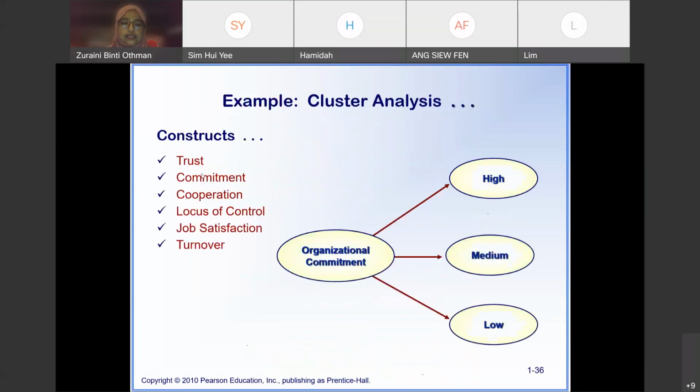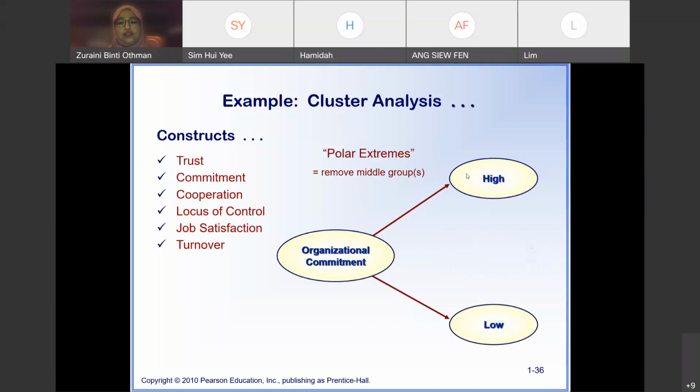Then another cluster analysis example: contract, trust, commitment, cooperation, locus of control, job satisfaction, turnover. This is organizational commitment, whether it is high, medium, or low. If we take out the medium in this cluster analysis, we call it a polar extreme, which has only two groups, high and low.